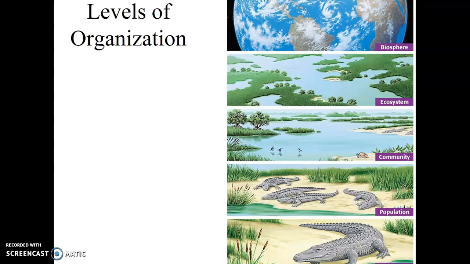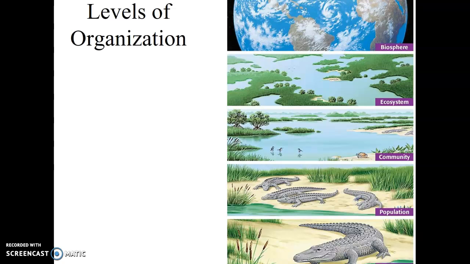A community level then is all the different populations in an area. Hopefully you see that we're building here. A community level would include all the birds, all the different grasses, all the trees, all the other organisms that live in this swampy kind of water environment.